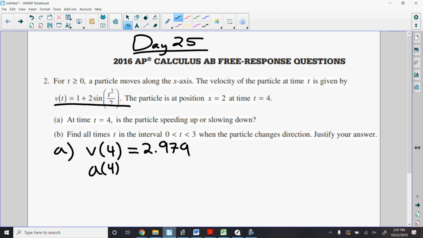Again, I told you I'm not as concerned with the number as I am with its sign. What I know is that that number is greater than 0.